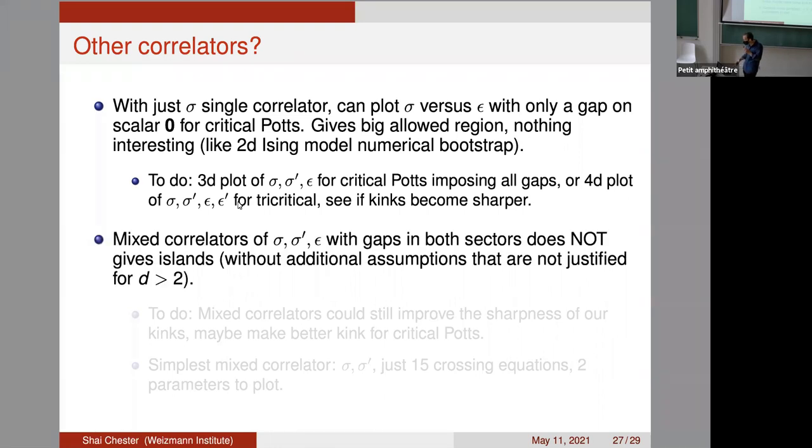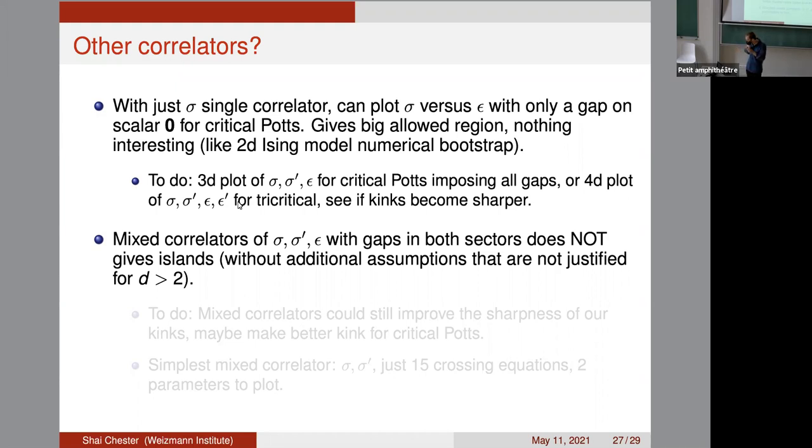So going beyond just the single correlator of sigma, we can also look at mixed correlators of sigma, sigma prime, and epsilon with gaps in both sectors. This is something we actually briefly tried roughly a year ago, and we didn't find islands. So that was pretty disappointing. This is also roughly what I tried 7 years ago. And that's why I stopped working on this for so many years. The original goal was to find islands, and we just couldn't find islands by imposing all physical assumptions, even looking at tons of mixed correlators.